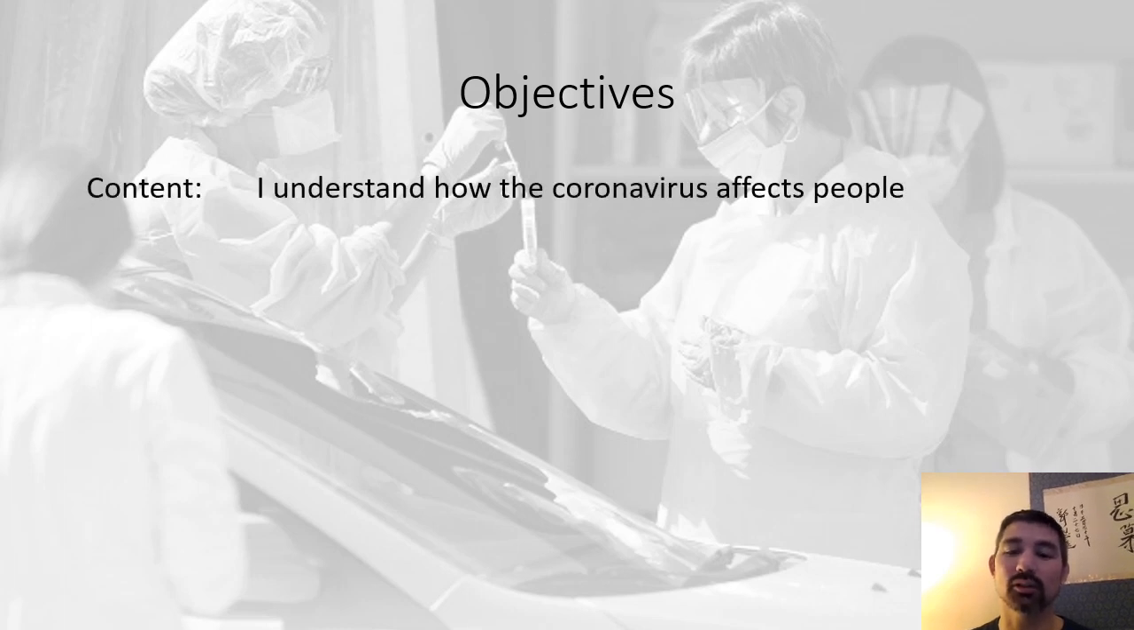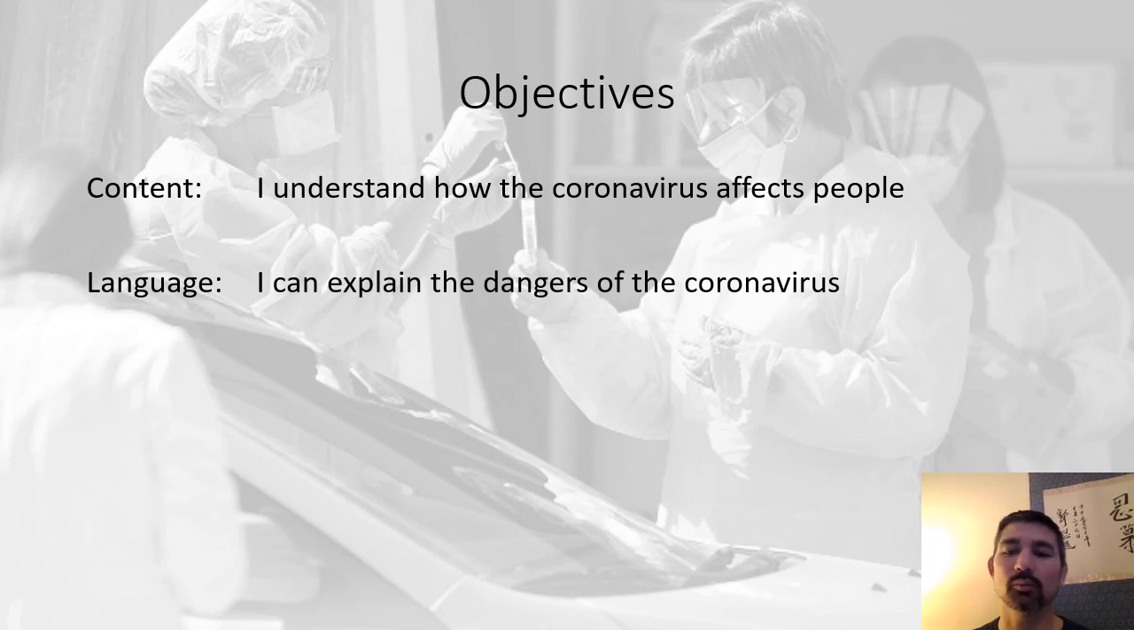Nonetheless, our objectives for today: content. I want you to be able to understand how the coronavirus affects people. And for our language objective, I want you to be able to explain the dangers of the coronavirus. For our keywords, our first keyword is exponential. Mr. O did a great job of explaining this concept to you in our last PowerPoint. Things that expand or grow exponentially grow explosively. So if you think of exponential, think of it as explosive growth.